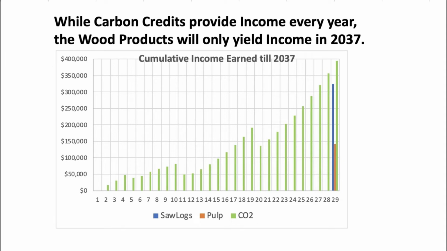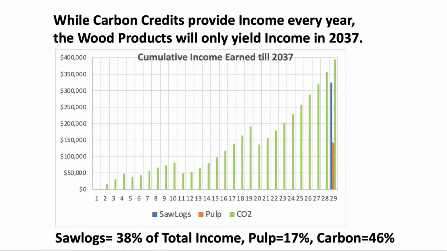But you have to in effect pay a carbon tax. You're paying back the carbon credits you said you created and sold. Then the monitoring process that goes on in the background, they'll come out and measure again, and now you've got only half the carbon you said you had last year, so you have to pay that back. So in the end, sawlogs provide about 38% of the total income, the pulp about 17%, and the carbon about 46%. So it's relatively evenly balanced between the wood products and the carbon credits over the 30-year rotation.